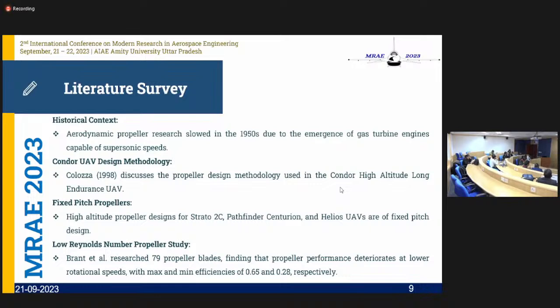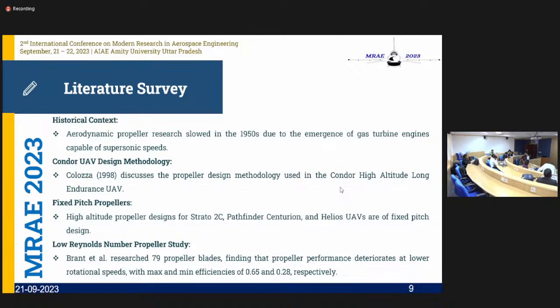So in the historical context, we can see that aerodynamic propeller research slowed in the 1950s due to the emergence of gas turbine engines capable of supersonic speeds. And many reviewers have concluded based on certain aspects. In one such aspect, I'm putting forward the contour UAV design method.